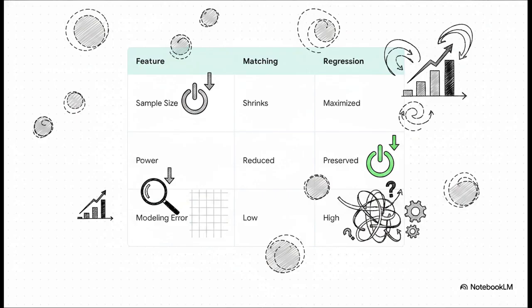But wait, look at the risk of modeling error. Matching is highly transparent. Regression, however, relies entirely on the assumption that the mathematical relationship between the variables is perfectly specified. If the true biological relationship is nonlinear, then regression models are suddenly highly vulnerable to modeling errors.